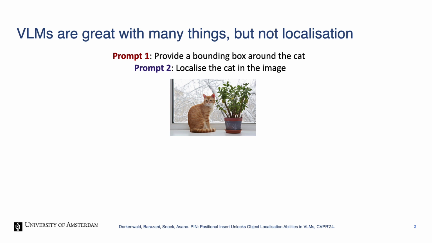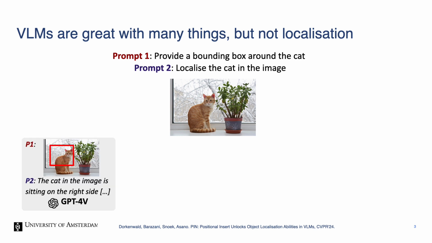First, we analyze caption-based vision language models like Flamingo to assess their object localization capabilities. We use prompts such as "provide a bounding box around the cat" and "localize the cat in the image" to test those abilities. We tested GPT-4 Vision, which, despite its undisclosed training details, is likely not trained solely on captions. However, it struggles to verbally localize the cat, although it does produce a somewhat decent bounding box.